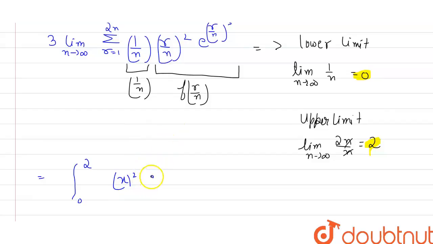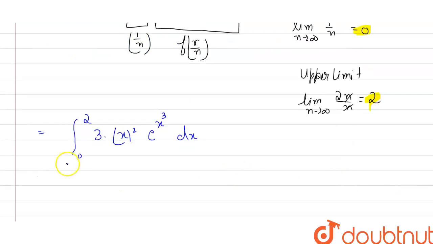And this is e to the power x cube, right? Here I have e to the power x cube, and there is also a constant 3. Don't forget to write this part. So 3, and then dx here. Now I have to find the integration of this part: from 0 to 2, 3x square e to the power x cube dx.